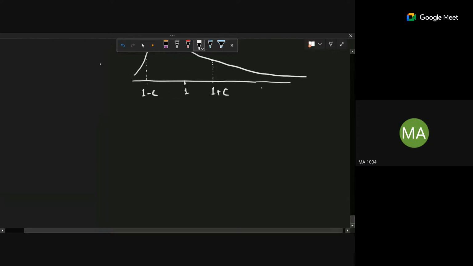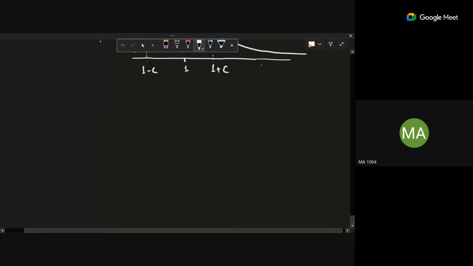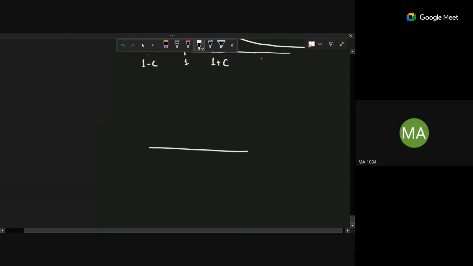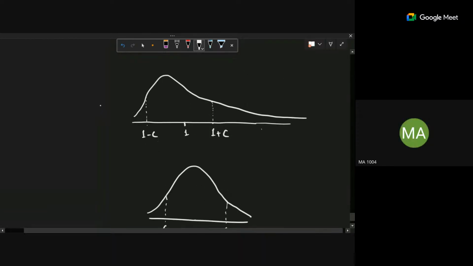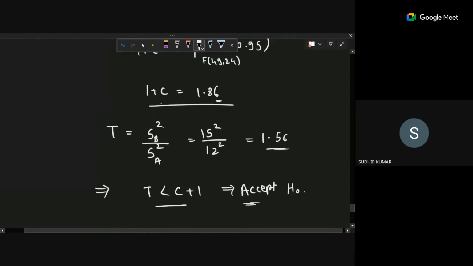In most cases we deal with the normal distribution, and it is symmetric like this. There is some mean value, and we say that the same C will work for both sides. Why is it so? Because the normal distribution is symmetric, right? But when it is the F distribution, it is not symmetric, so we just take it like that. Okay, ma'am, thank you.